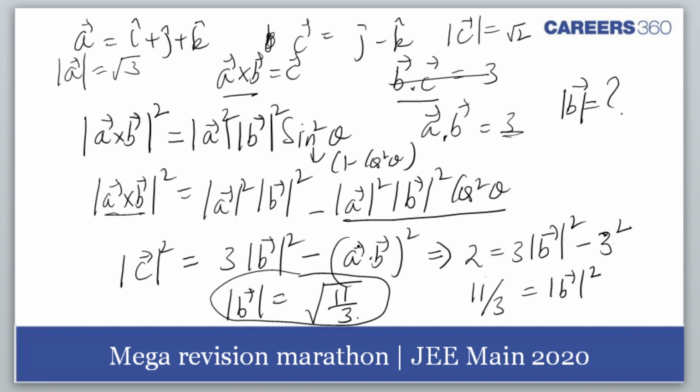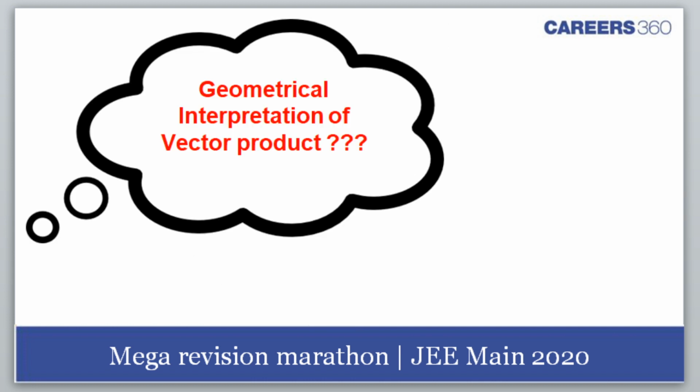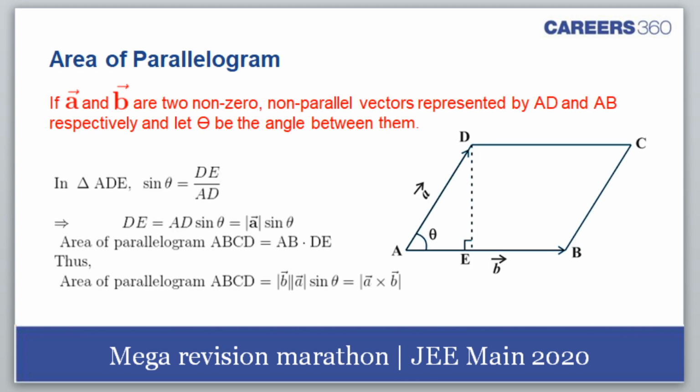Okay. I hope everybody understands this. We go on to the next slide. Yes. Geometrical interpretation of vector product. Now, can anybody tell me what is the significance of vector product? It gives you, in fact, the area of the parallelogram. If a parallelogram is made by A and B vectors, the adjacent sides are A and B, then A cross B gives you the area of the parallelogram, mod of A cross B.